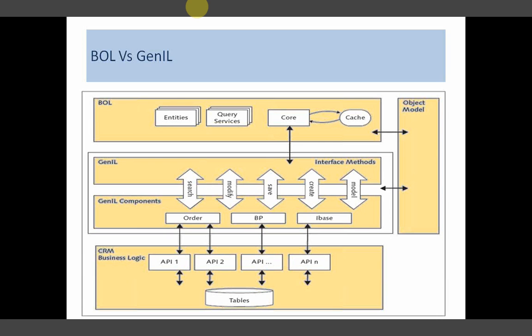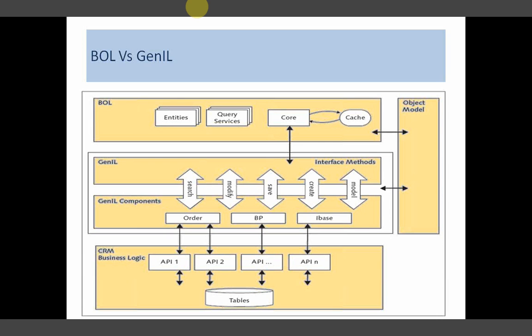This BOL will interact with the model to accept the request and determine what type of request it is. Generally, for every data there will be 4 types of requests. That is called CRUD: create, read, update, and delete.